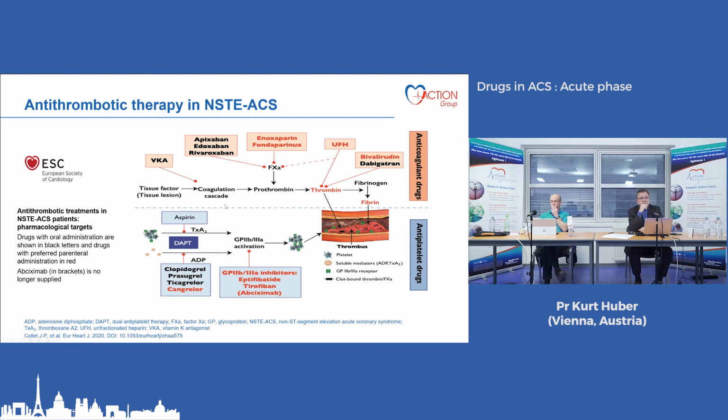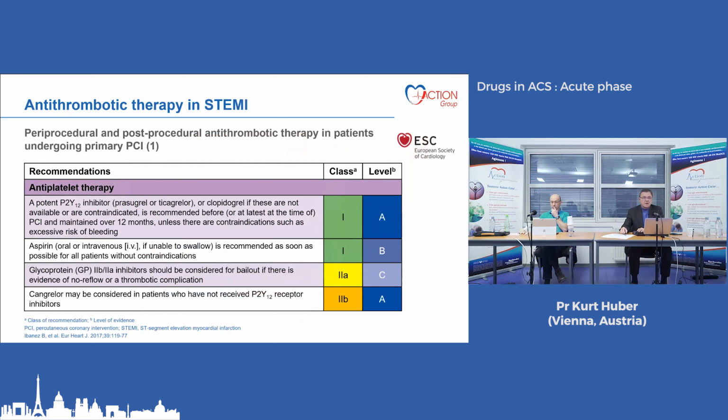And here mainly we have aspirin, and usually it's combined with the so-called P2Y12 inhibitor. In the acute phase, this should be prasugrel or ticagrelor. If these two drugs are not available or there are contraindications, clopidogrel also can be used. And also cangrelor may have some role in this situation, especially if patients are not pre-treated with the oral P2Y12 inhibitors. I don't want to go too much into detail now with other drugs that have lost their importance in the majority of patients during the past years.